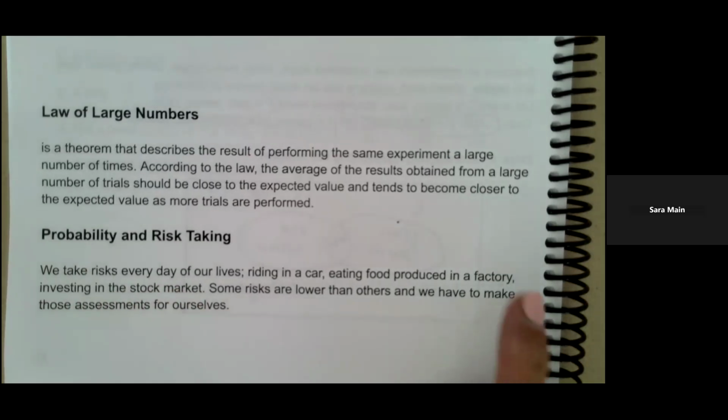Eating food produced in a factory, you're taking a risk that hopefully those people at the factory made the food correctly. So there's definitely risks in everything that we do, and we have to assess those risks for ourselves and try to minimize them the best that we can with the information that we have. And this is just a little intro to chapter 4 in probability.